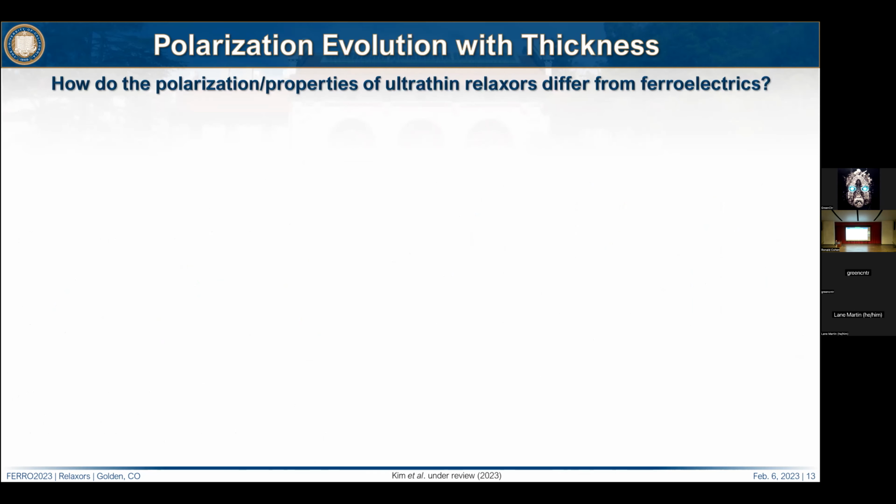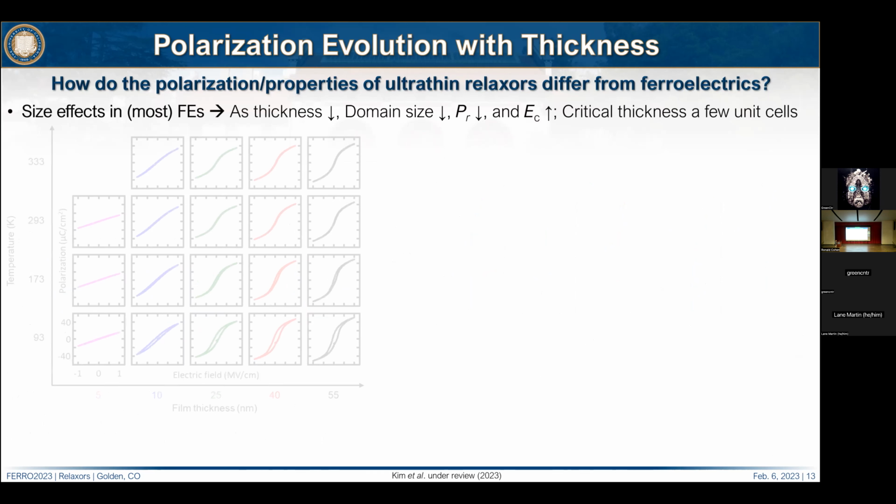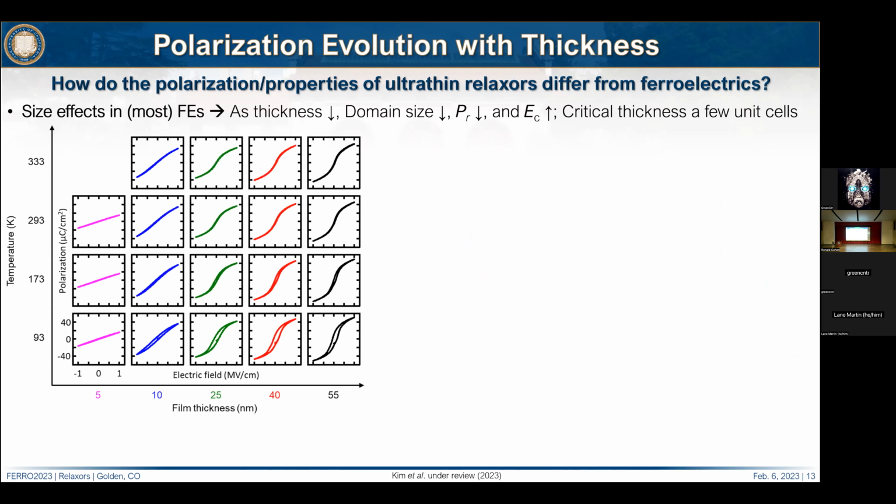Okay, so how do these things differ from, say, a classical ferroelectric? Well, maybe as just a quick reminder, what are the typical things we see in a ferroelectric? Well, as the thickness goes down, we see the domain size go down. We typically see the remnant polarization go down. Coercive field often goes up. And we have a critical thickness of maybe just a few unit cells inside of these materials. So we did temperature and thickness dependent polarization electric field hysteresis loops for all of these things, so you can get a sense of what's going on.